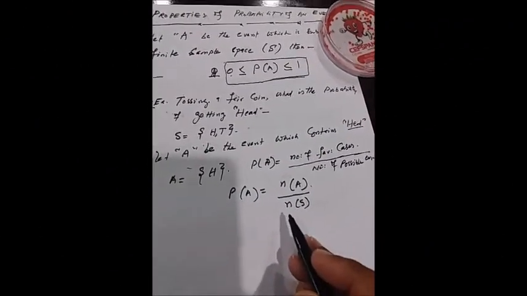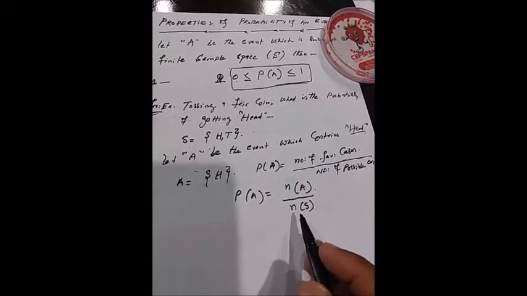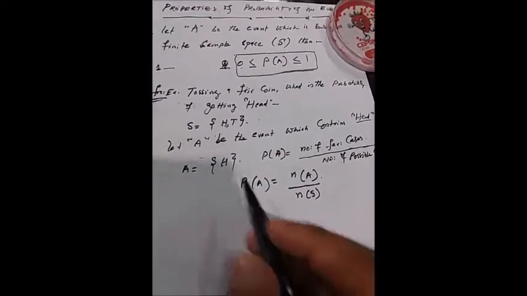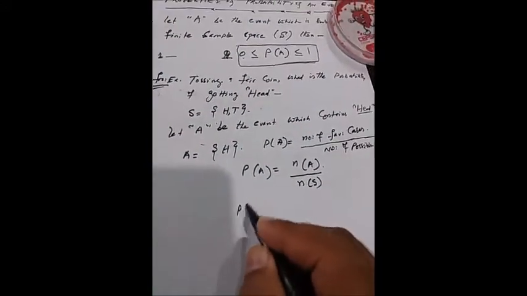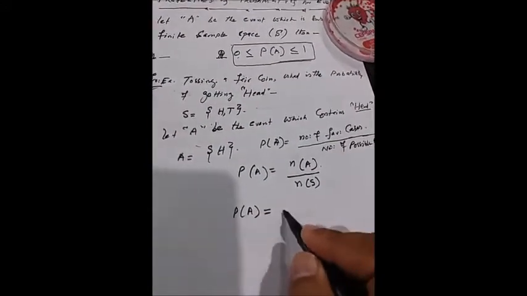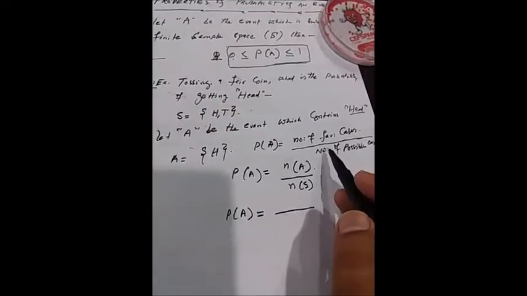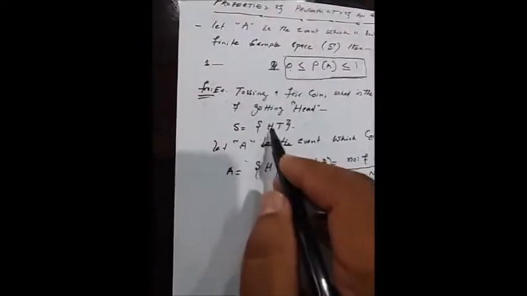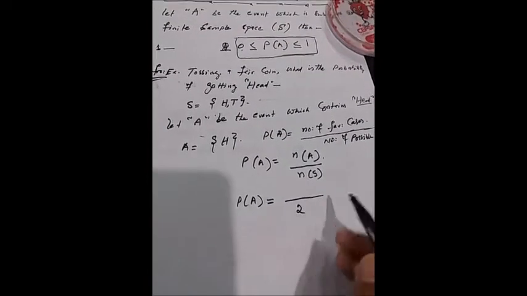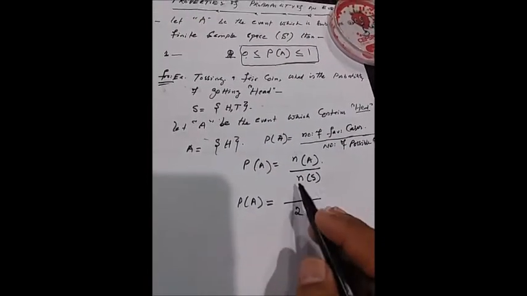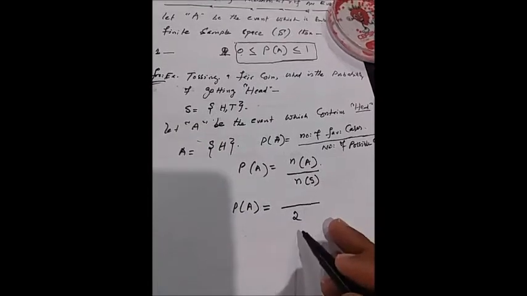So here, probability of A divided by probability of S, the number of elements in S. As we know, a coin contains two sides, head and tail. So the probability of A is equal to the number of possible cases. The number of possible cases means the sample space. The sample space is head and tail. A coin contains two sides, one is a head, the other one is a tail. So the number of elements in sample space S is 2.